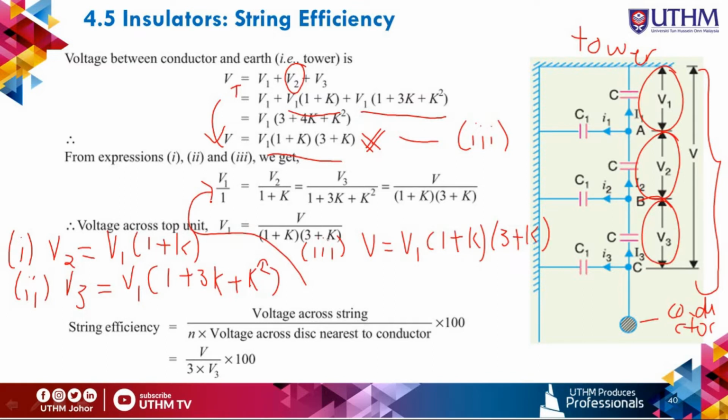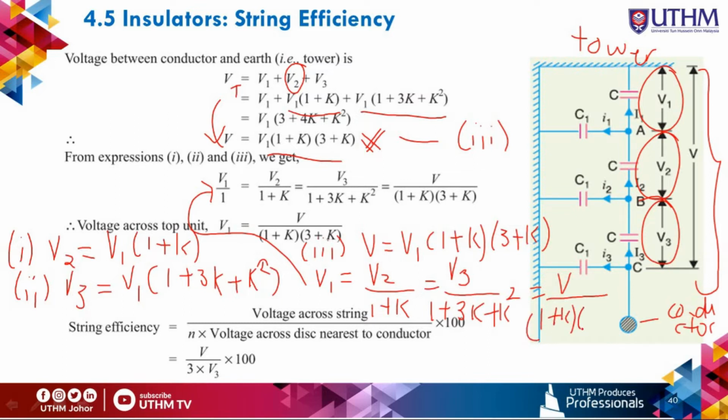From these 1, 2 and 3, we get V1 equivalent to V2 over 1 plus K, equivalent to V3 over 1 plus 3K plus K squared, equivalent to V over 1 plus K times 3 plus K.